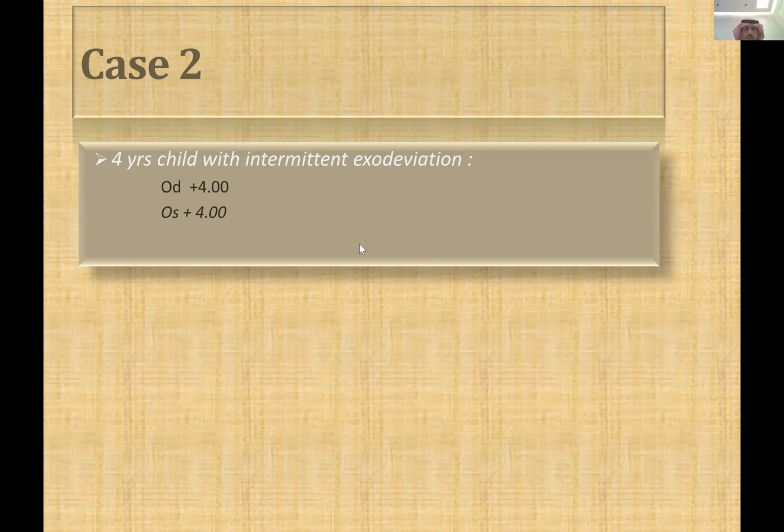Case number 2, another volunteer, please. Child the same age, 4 years, with intermittent exo deviation. This is his cycloplegic refraction. Assuming that he has equal vision in both eyes. Who's going to be a volunteer? Anyone wants to answer? Dr. Nora is here. Nora Al-Yusuf. Yes. Assalamu alaikum. Yes.